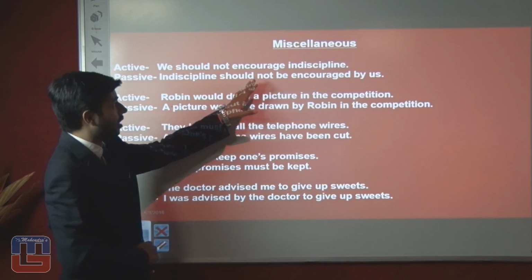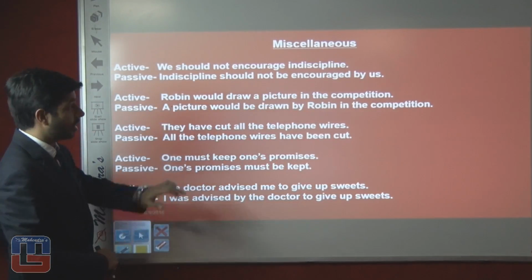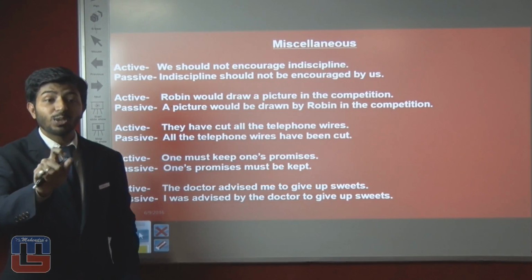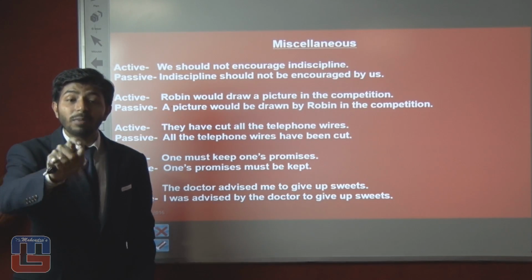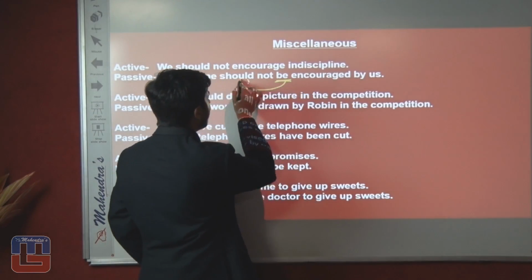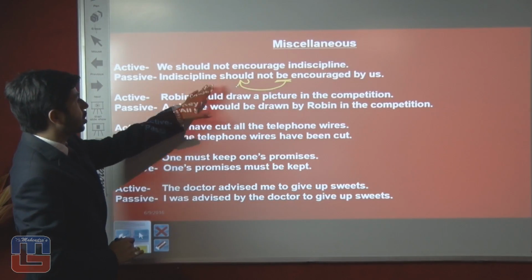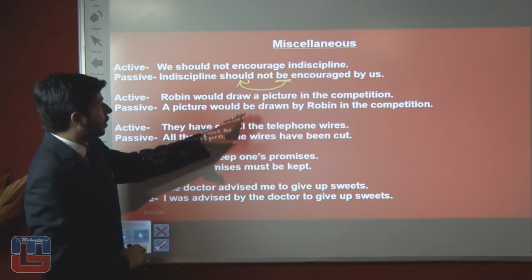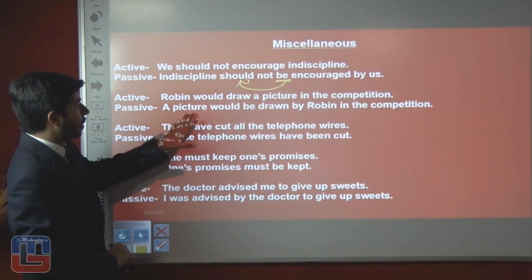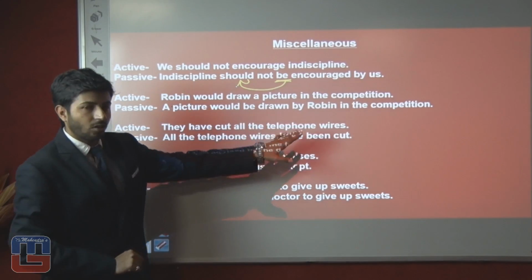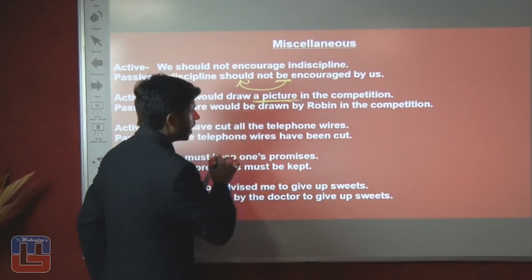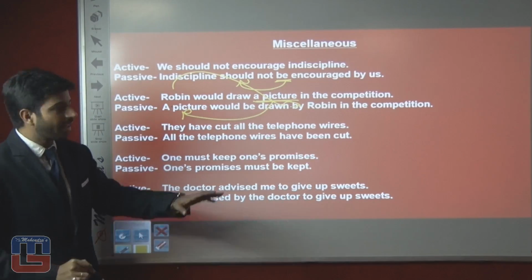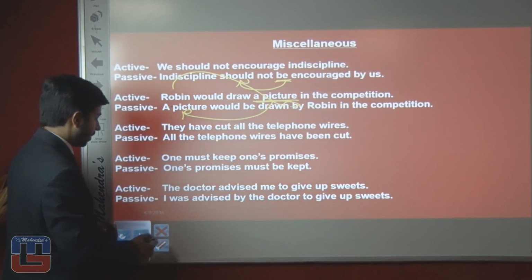Active voice: we should not encourage indiscipline. So the sentence is in active voice. In the passive voice, should is used, which is a modal. So the conversion of a modal is possible by adding be with the modal. So the conversion: indiscipline should not be encouraged by us. Next statement, active voice: Robin would draw a picture in the competition. So, a picture would be drawn by Robin in the competition, because the picture here is the object. It becomes the subject, and Robin becomes the object in the competition. That sentence will be complete.